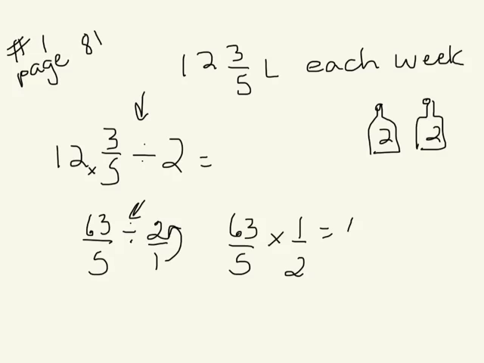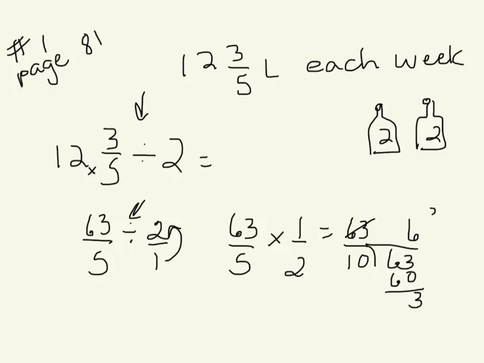63 times 1 is 63. 5 times 2 is 10. So how many 2-liter bottles is she going to need? 63/10. Well, that doesn't make sense. I got to turn that back into a mixed number. So put the 63 in the little division hut. How many 10s are in 63? There are 6. 6 times 10 is 60.